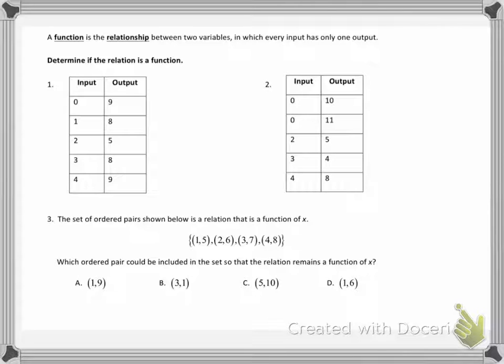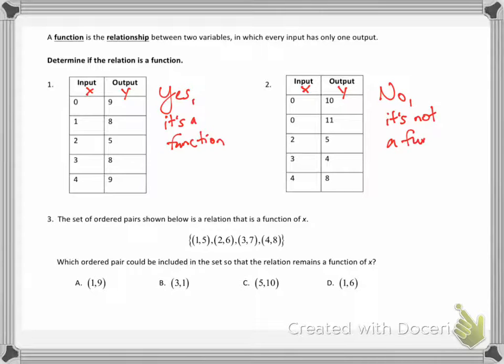So if I look at number 1, I've got my xy table, my input-output. All my x values are different. Even though there are some repeating y values, that doesn't matter. In order to determine if something's a function, all the x's have to be different. So number 1, we would say yes, it's a function, because all the x values are different. But in the second example, we can see that I have repeating x values. I see the 0 pop up twice in the x column. So we'd say, no, it's not a function, because we have repeating x values.